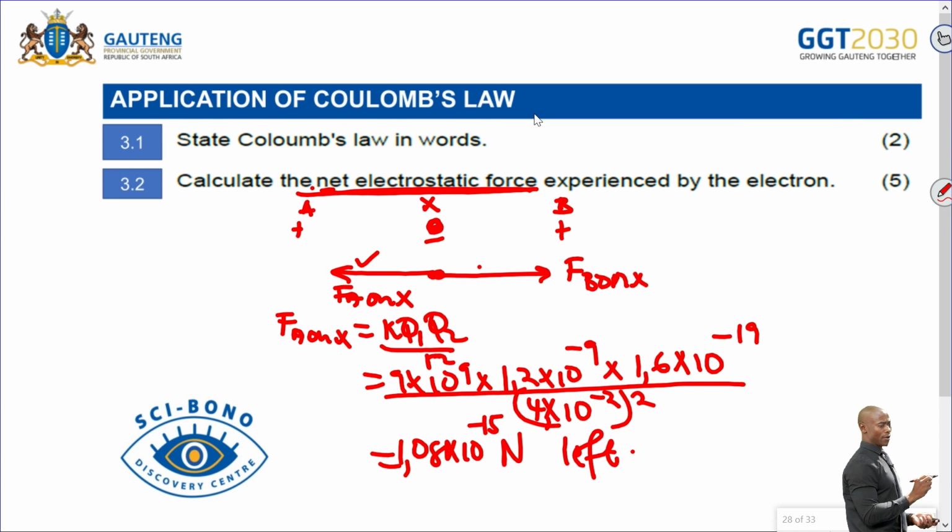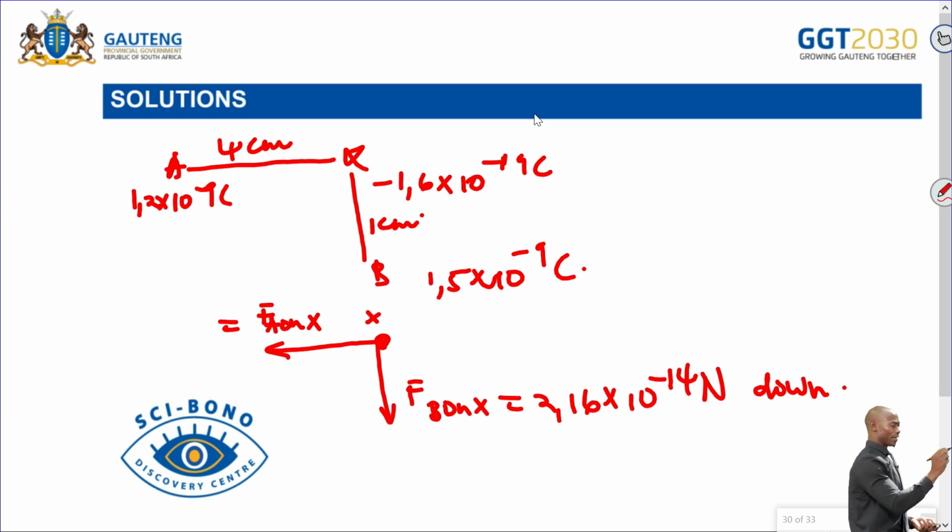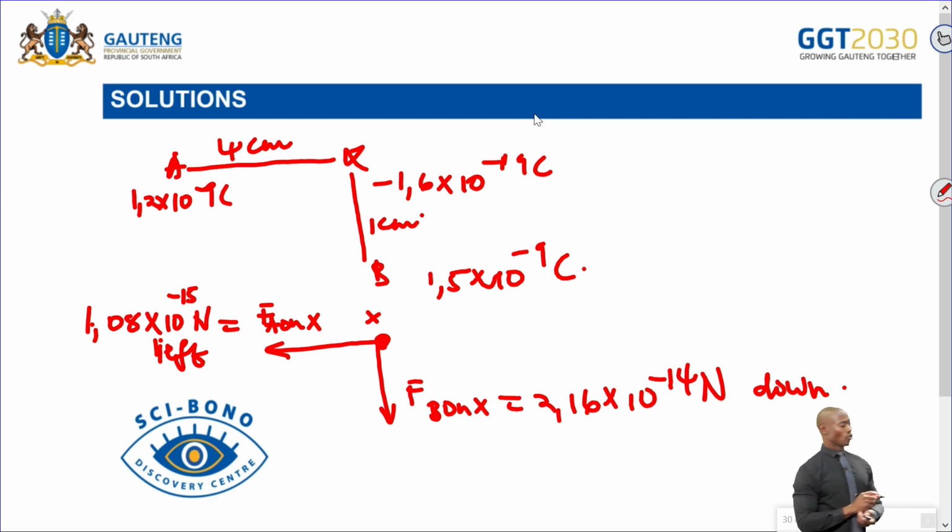Let's check here. We got 1.08, yes. 1.08 times 10 to the power negative 15 newtons, right? But it's still to the left here, right? But now they're in 2 dimension, okay? For the previous question, they were in 1 dimension, right? Now they're in 2 dimension.